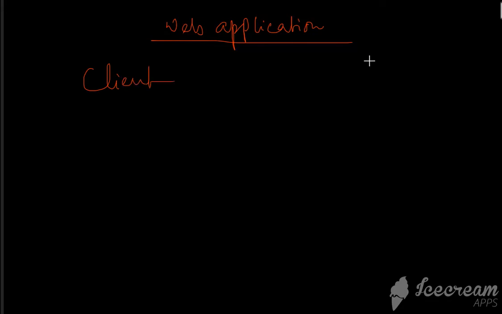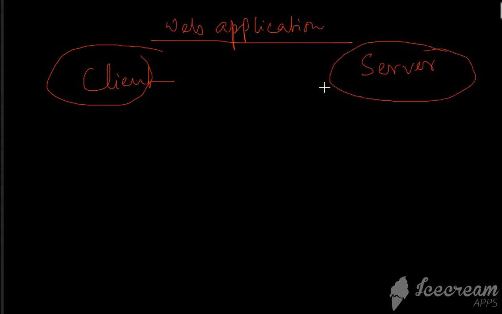So today we'll talk about how a web application works. First we'll know what a web application is. A web application is a client and server computer program. So what do you mean by client and what do you mean by server? The server is a machine where an application is hosted, and the client is where you access that application from.